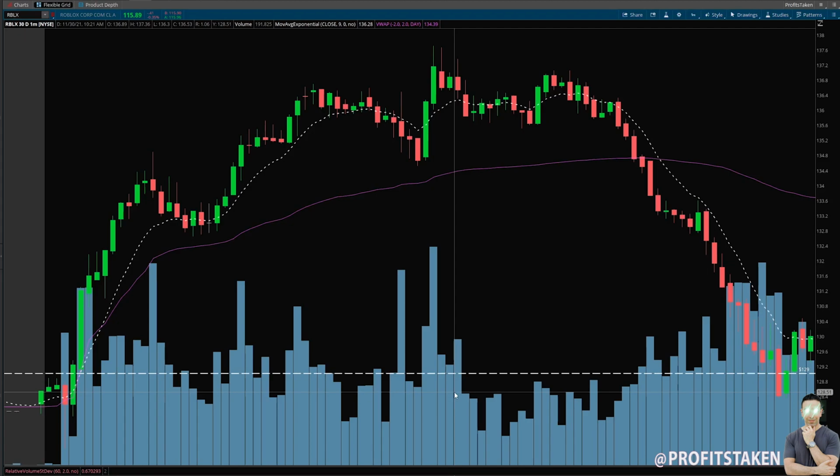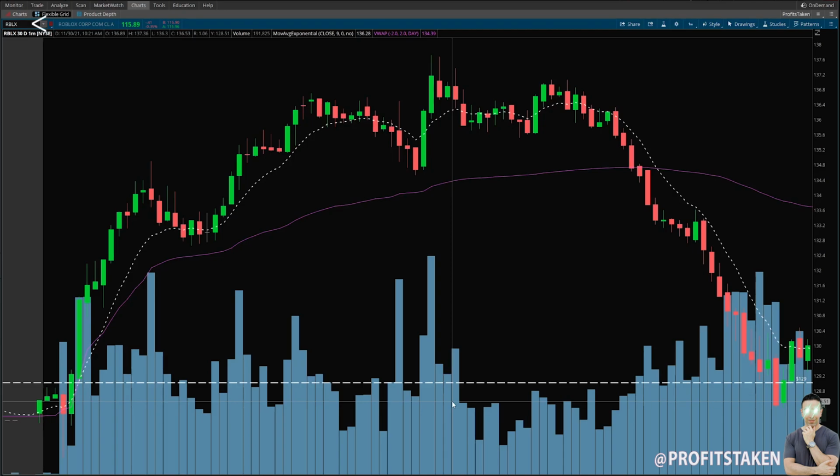Now, what you see in front of you here is the graph of Roblox, and there's a few things to cover just to get started because we want to be thorough and I want you to understand the ins and outs. So first of all, we see the underlying stock. That means this is the Roblox stock. This is our options contract.